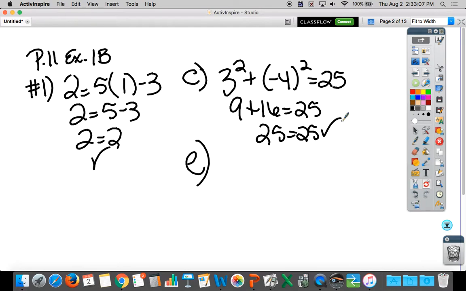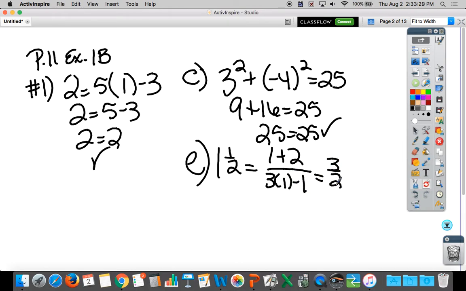All right, let's look at E. E looks a little bit scarier, but it's not really. The y is 1.5. You could also write that as 3 over 2 if you want to. That'd be fine. Then you've got your x is 1, so you've got 1 plus 2 over 3 times 1 minus 1. So you've got 3 over 2. Is that equivalent? Yes. Okay.